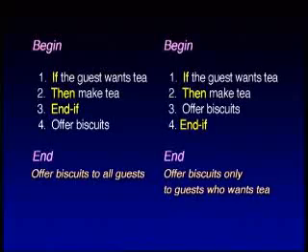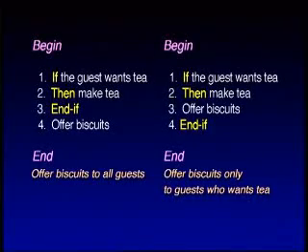If we look at both the algorithms shown on this slide, we will realize a very important difference. For instance, the left hand side we show if the guest wants tea, then make tea, end if, which means that if influence has ended there, and offer biscuits, which is after the end if, which means that you offer the biscuits regardless of whether the guest wants tea or not. Therefore, if you see the title, it says offer biscuits to all the guests. If you look at the right hand side algorithm, it says offer biscuits only to guests who want tea. And how do we make that happen? We say if the guest wants tea, then make tea, offer biscuits, and then end if, which means that you offer biscuits only to those guests who want tea.